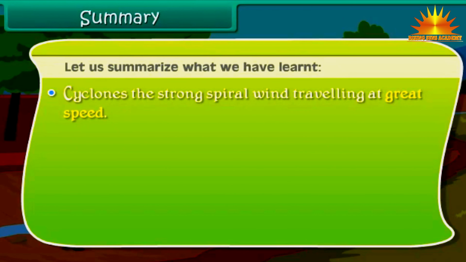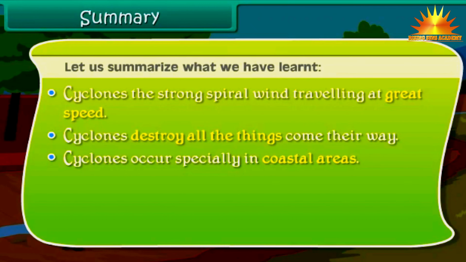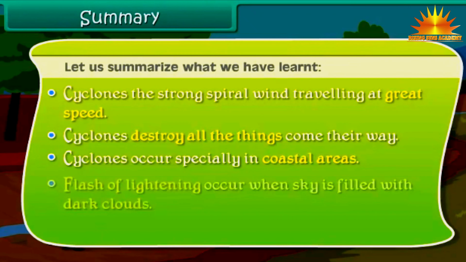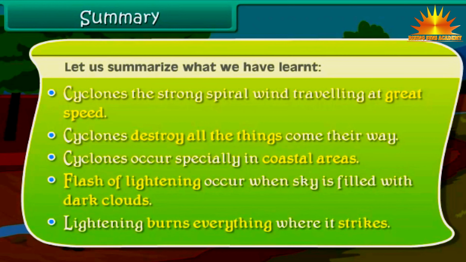Cyclones, the strong spiral wind traveling at great speed. Cyclones destroy all the things that come their way. Cyclones occur especially in coastal areas. A flash of lightning occurs when the sky is filled with dark clouds. Lightning burns everything where it strikes.